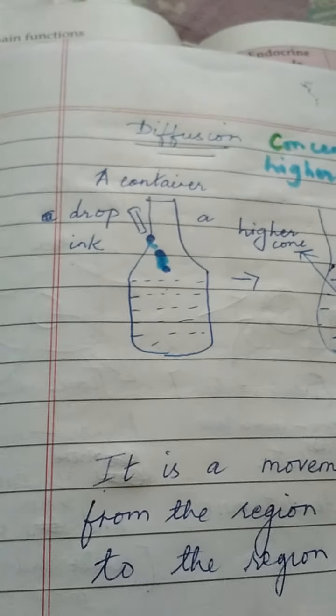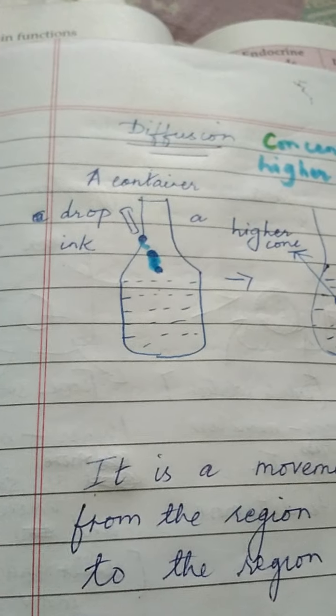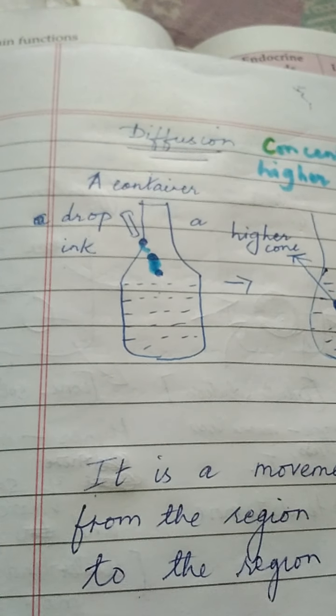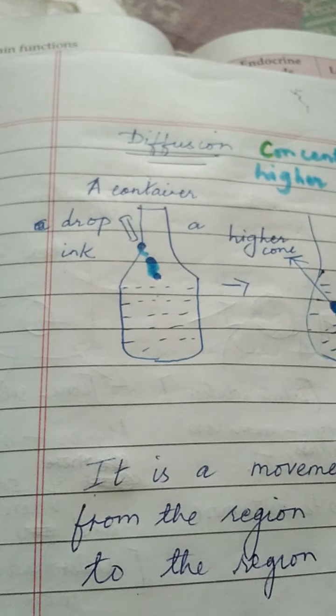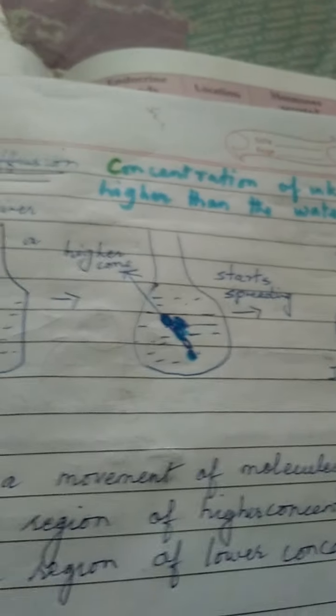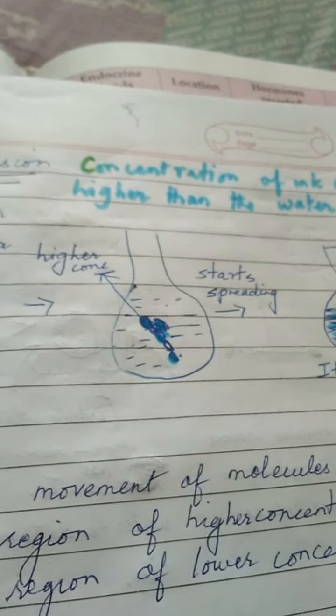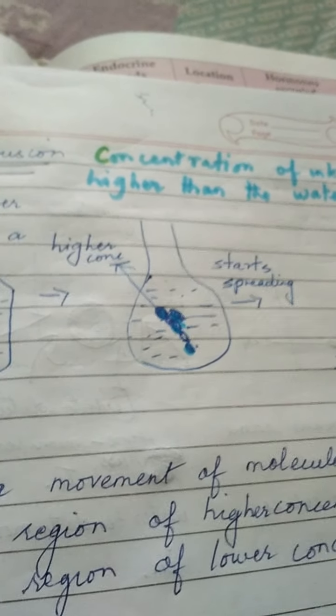Next, diffusion. A simple experiment: take a container, put a drop of ink in the water. So what will happen? The ink will start spreading, and it changes to blue. So over here the concentration of ink is higher than that of water. That is why it has turned the water to blue.